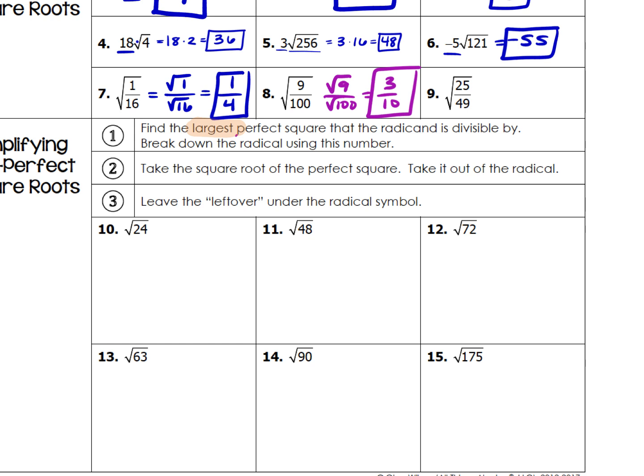Then once you do that, you're going to take the square root of the perfect square and take it out of the radical. Okay, so you've taken the square root of it, the radical is going to go away. You're going to leave the leftover part of it under the radical. Okay, let me show you what I mean by all of this.